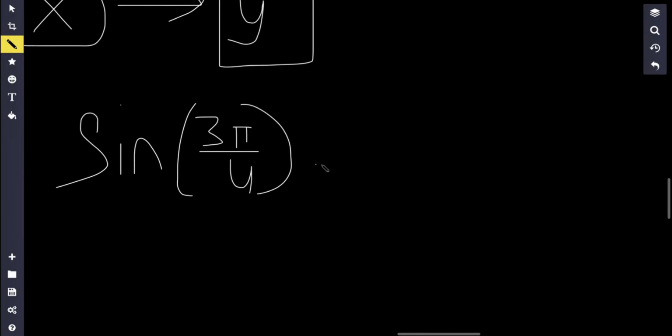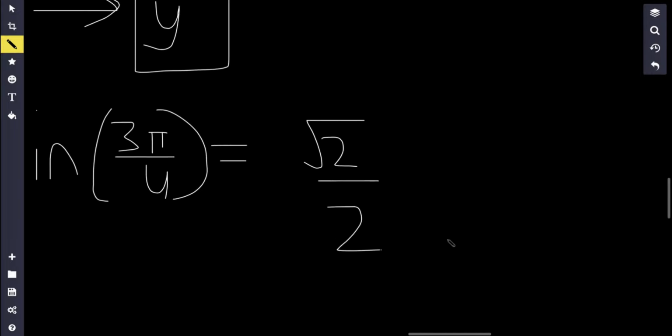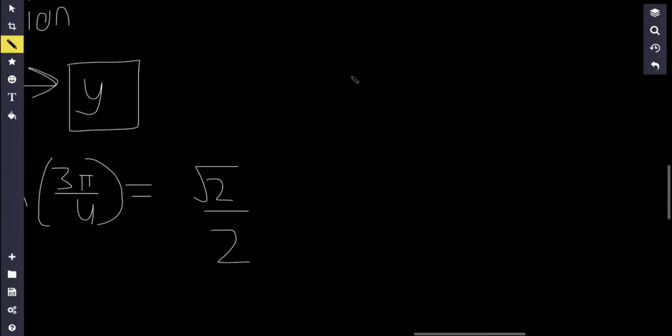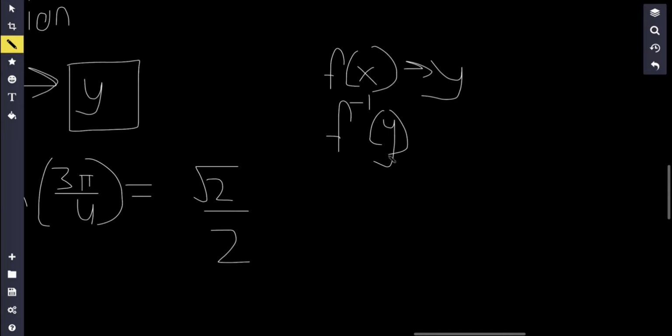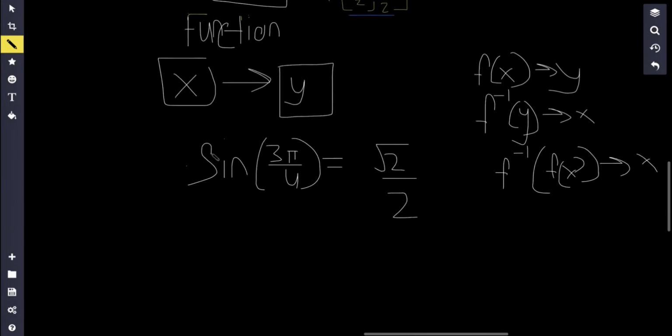Now, from the unit circle, you might recall that this is going to be equal to square root of 2 over 2. However, one property of inverse functions that you might remember is that if you have f of x, that's going to lead to a y value. If you take the inverse of that y value, you get back the original x. In other words, f inverse of f of x gives you back your original x value, right? But that is not the case for the trig functions.